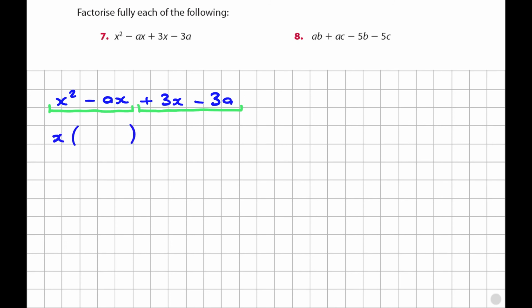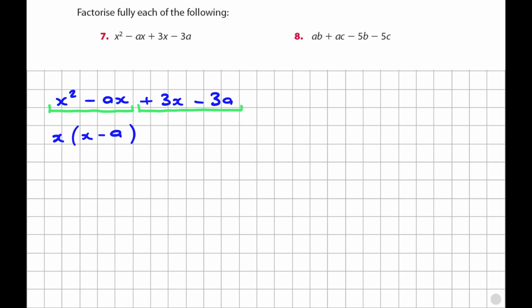So x multiplied by something gives me x squared, so x multiplied by x. x multiplied by x gives me x squared. x multiplied by something gives me negative ax, and it's going to be negative a. Okay, so x times x, x squared, x times negative a, negative ax. You can see what we're doing there, we're working backwards.